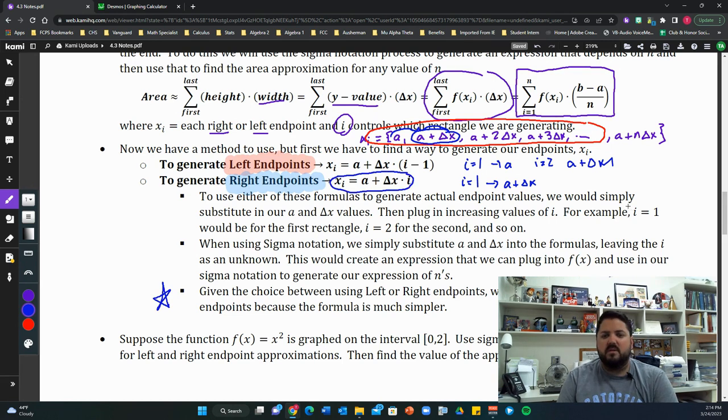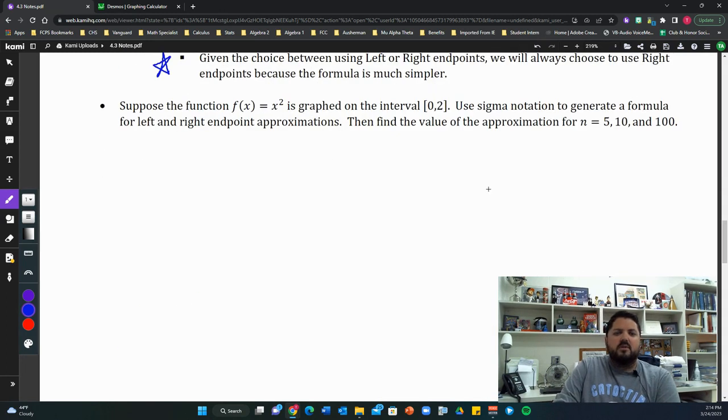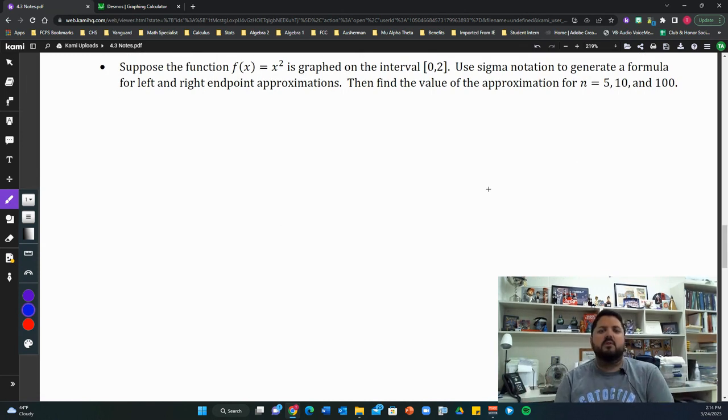That formula is way easier. We don't have to subtract anything, so that's just going to keep our math much simpler. So, enough talking about it. Let's actually dive in and try one. This is going to be a full-blown problem from start to finish.